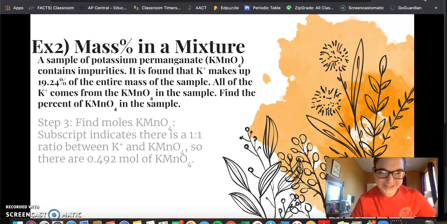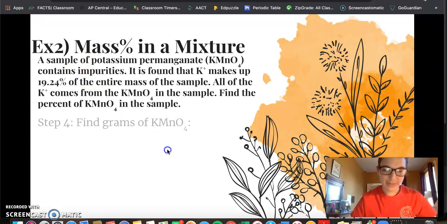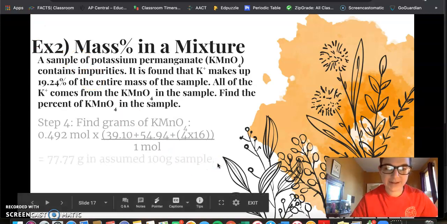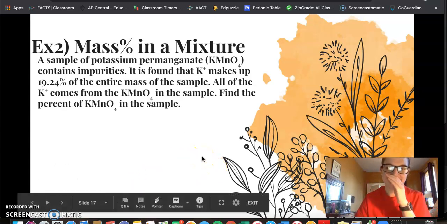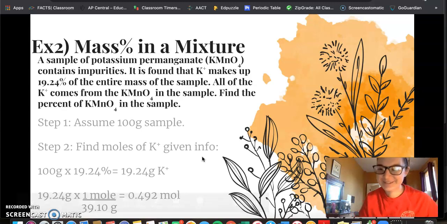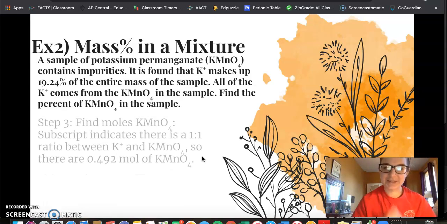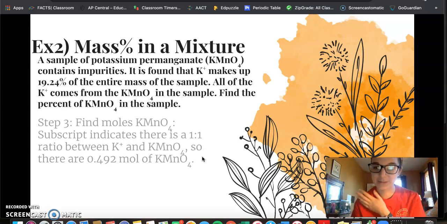Anyhow, what we just did was we found the moles of potassium ions in the sample. Now we're going to look at the ratio of potassium ions per formula unit of potassium permanganate. Since that's a 1-to-1 ratio, there's 1 mole of potassium ions in 1 mole of potassium permanganate. We know that we have 0.492 moles of potassium permanganate.